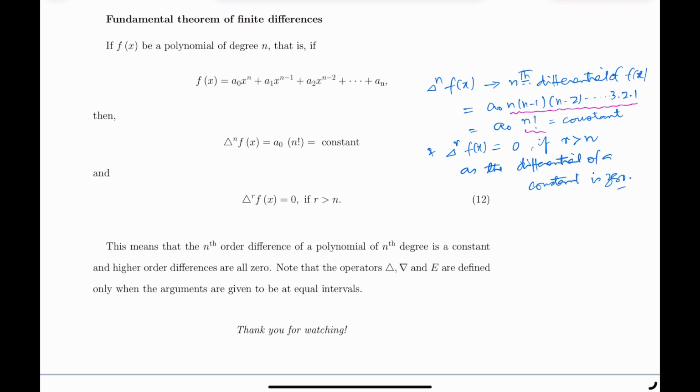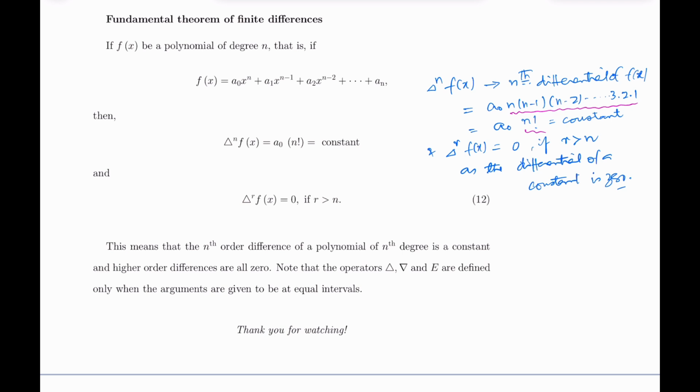How does it come? We have delta to the power n fx, which is nothing but the nth differential of fx. If you differentiate this equation n times, what do you get? You get a naught into n into n minus 1 into n minus 2 up to 3 into 2 into 1. And this is nothing but factorial n. And a naught is a constant, n is a constant. So a naught factorial n is a constant. Okay, so we write here delta to the power n fx is a constant.